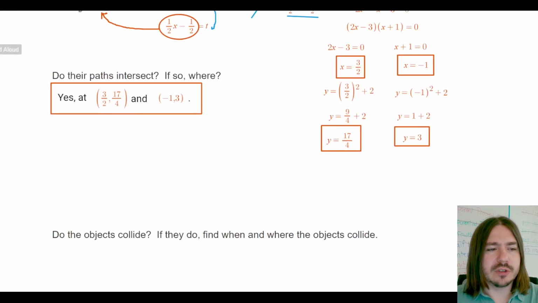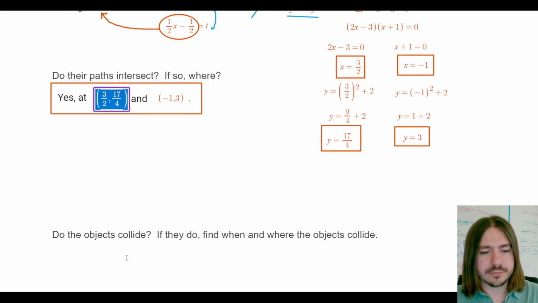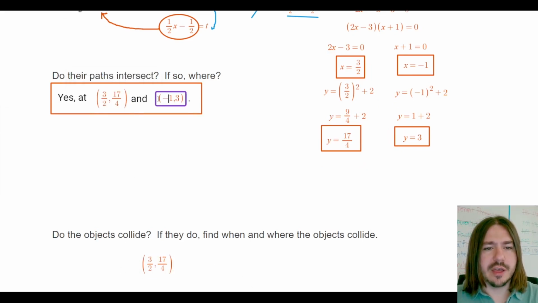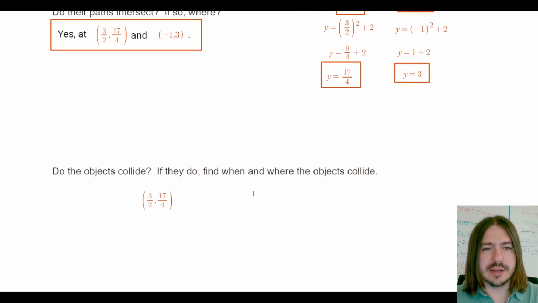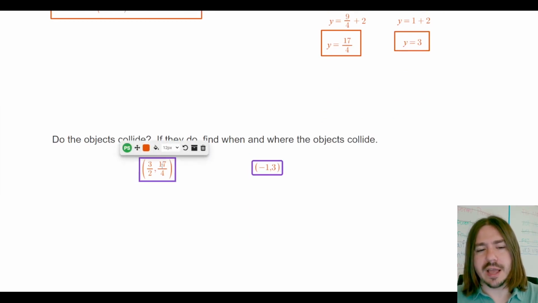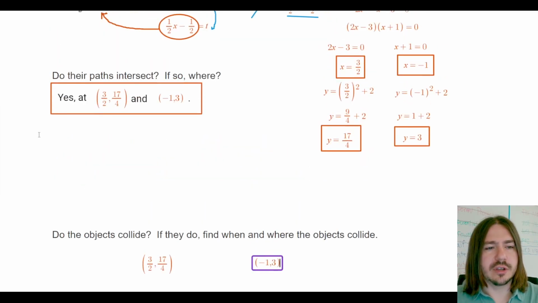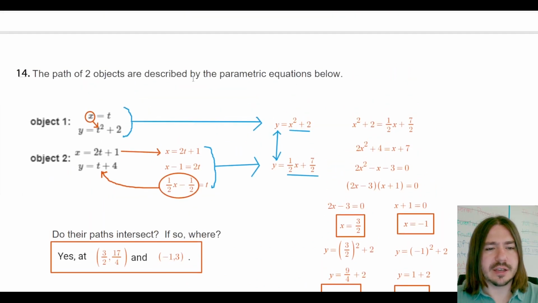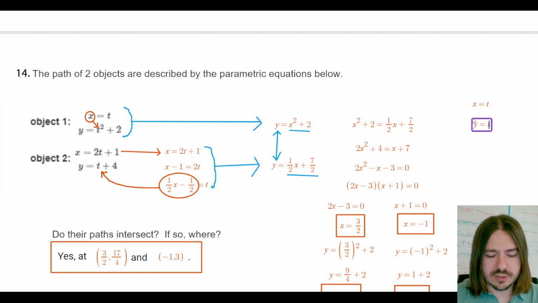So let's start with the first one. I'm just going to look at these separately. We have a potential collision here, and we have a potential collision at (-1, 3). And we need to see what time each object was at that location. So I think what I need to do here is take a second to retype these parametric equations. So x equals t and y equals t squared plus 2. That's the first one.